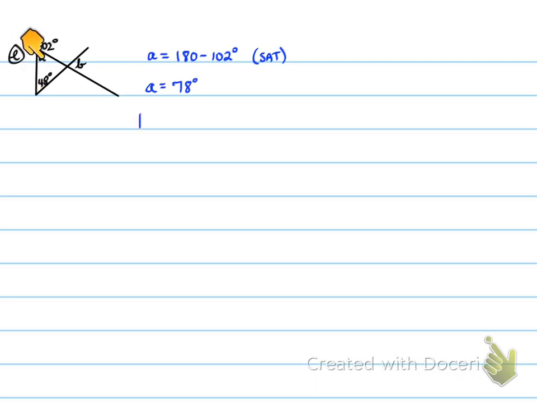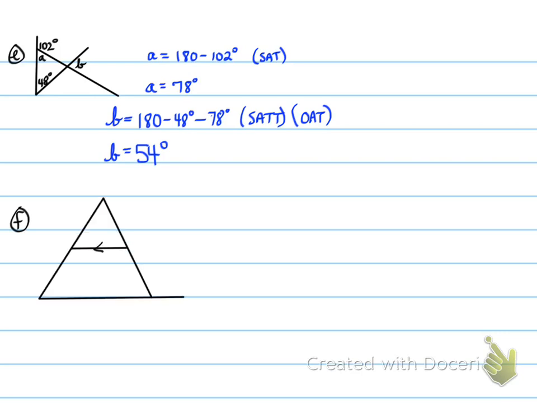Now that I know A is going to be 78 degrees, and this angle is 48 degrees, we can determine angle B. How do I know that this will equal angle B? Well, that's using OAT. So 180 minus 48 minus 78 using SATT and OAT will equal angle B. So SATT, the sum of the angles in the triangle theorem, plus OAT will give us angle B. Angle B will equal 54 degrees. Let's look at another example.